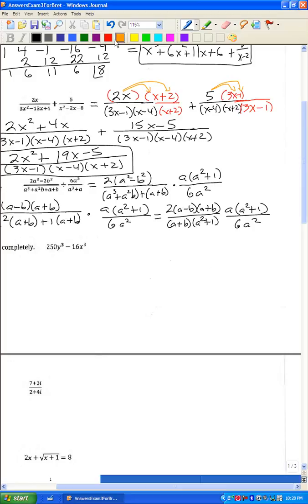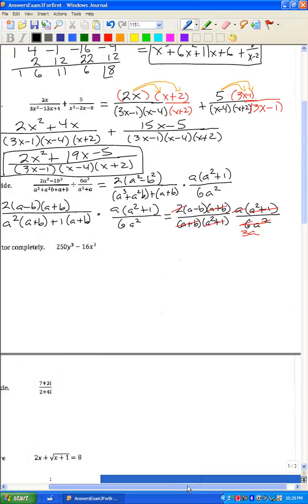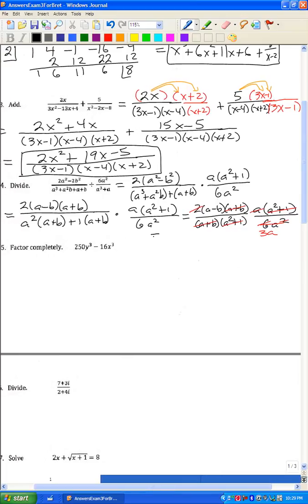And so I have here the a plus b's cancel. The a squared plus 1's cancel. One of the a's cancel. 6 divided by 2 is 3. So I have a 3a in the bottom. And so my final answer is a minus b over 3a.